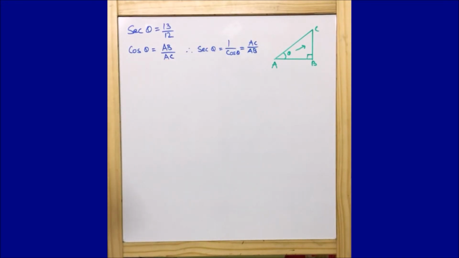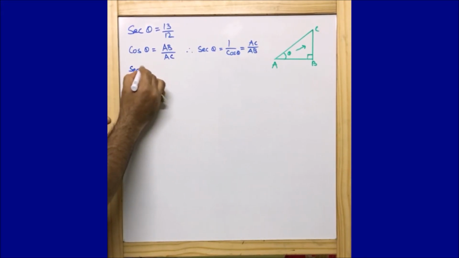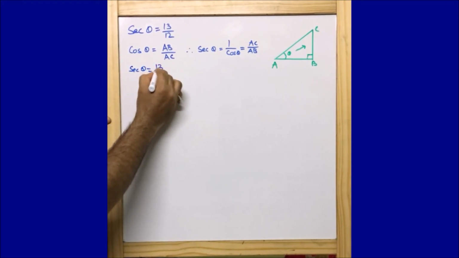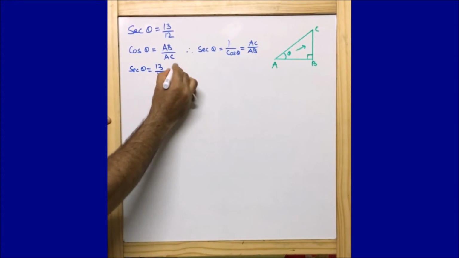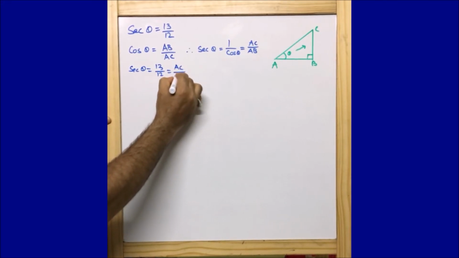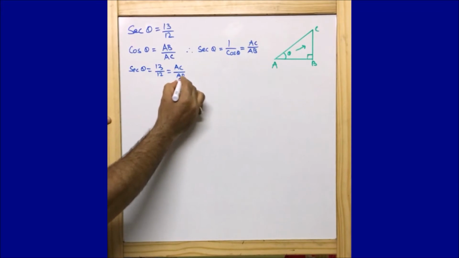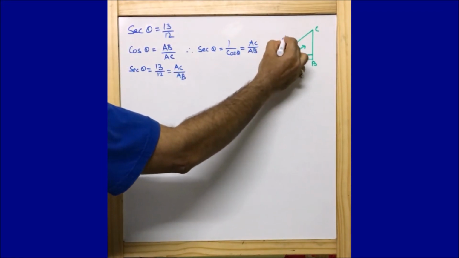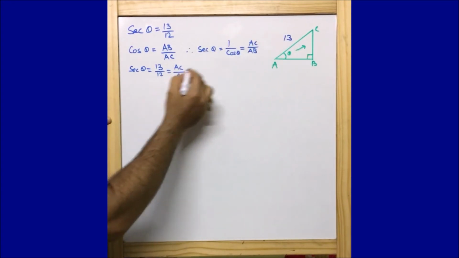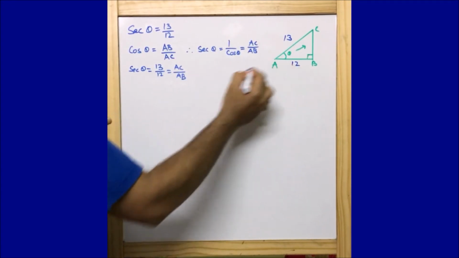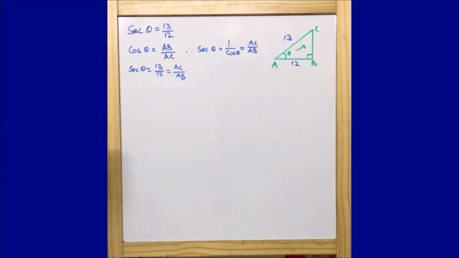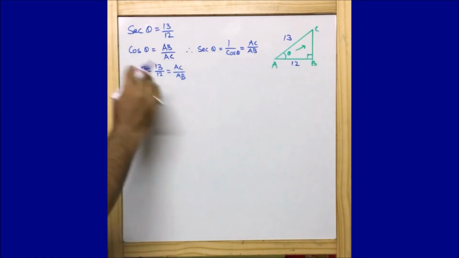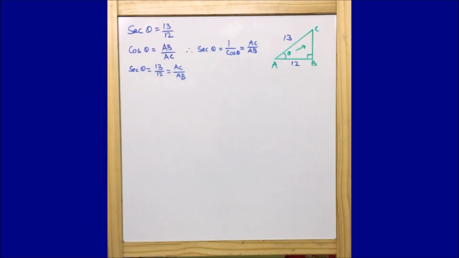Now here, as per the question, sec theta is equal to 13 by 12, which is nothing but AC by AB. So we get the value of AC as 13 units and AB as 12 units. Now, as I told you, we first need to find out the value of the third side, and then we can move ahead.